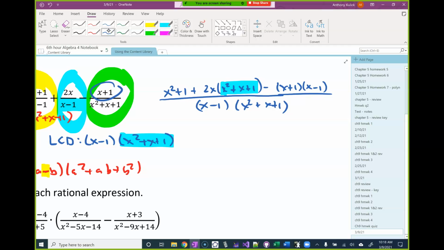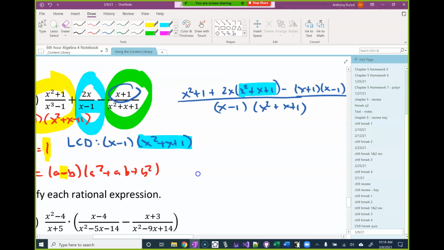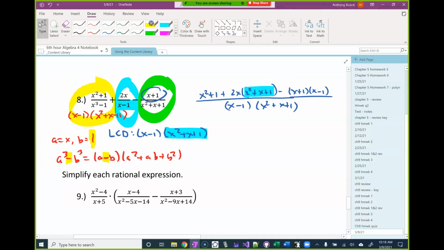Okay. Can I ask a question? Alexis, did you sort out where everything is coming from? Yes, the denominator. It'll always be the least common denominator will be the big denominator. Yes.